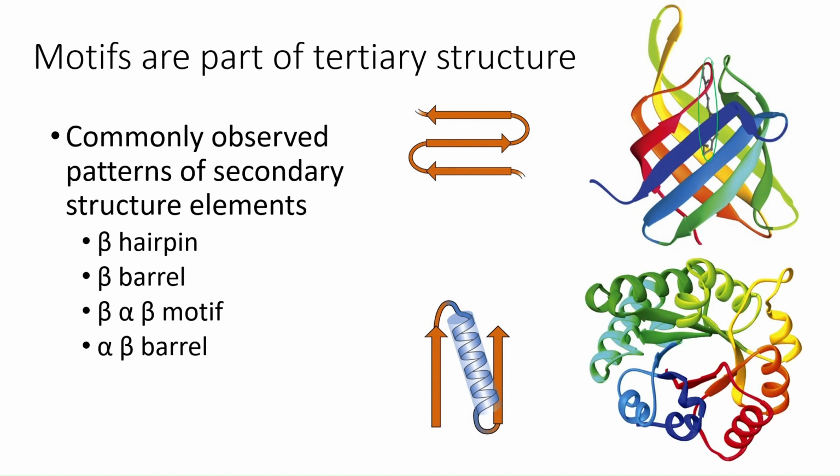And so when you string enough of these together, you can get what we call an alpha-beta barrel. Which ends up looking like a beta barrel on the inside, which you can see here in the structure, surrounded by alpha helices on the outside. So all of these different motifs are commonly observed, and they can help make up the total tertiary structure of a whole protein.